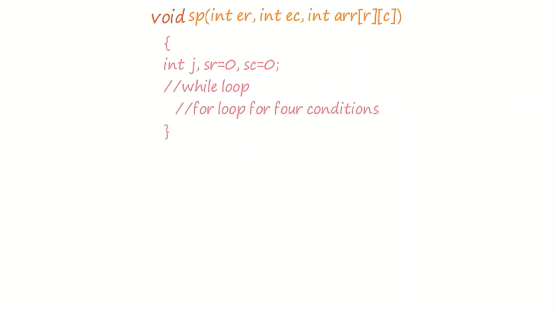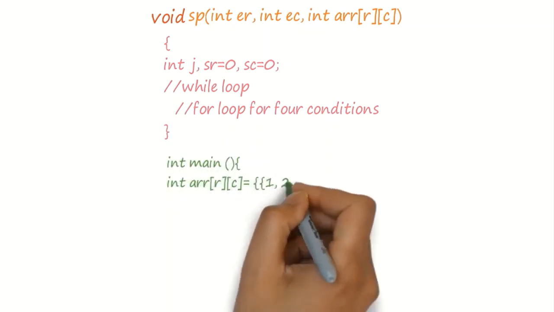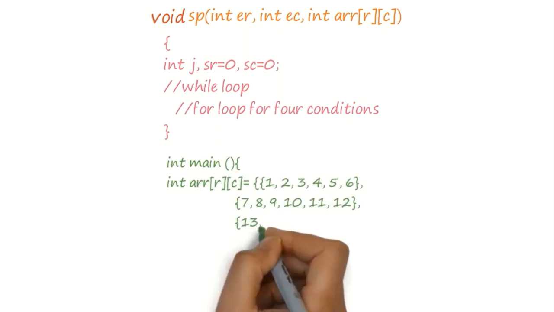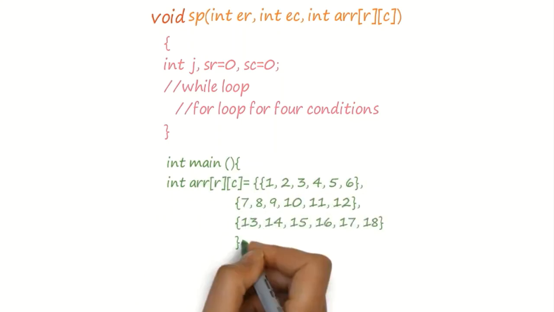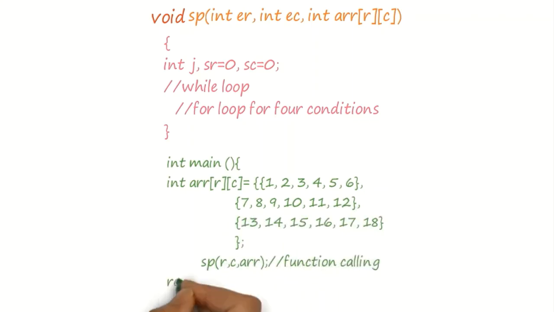The main function will be given to you as a part of the Automata Fix problem. Here your array will be given and it will use the static representation. This is how a static array will be represented, and the SP function will be called here. But while calling the function, just use the array name and omit the square brackets.